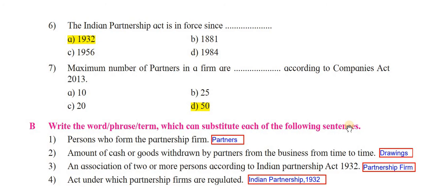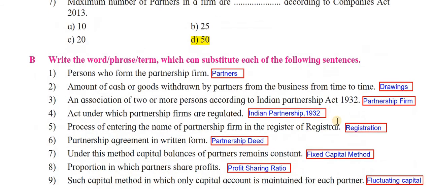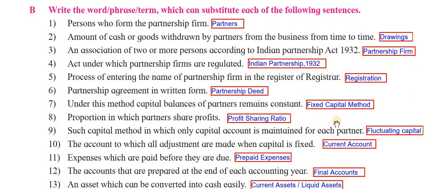Seventh, maximum number of partners in a firm are dash according to Companies Act 2013. Maximum number जो है वो है 50. As per the Companies Act 2013, they have made it maximum number of partners is 50. Let's go to question number 1B. Write the word, phrase, term which can substitute each of the following sentences.